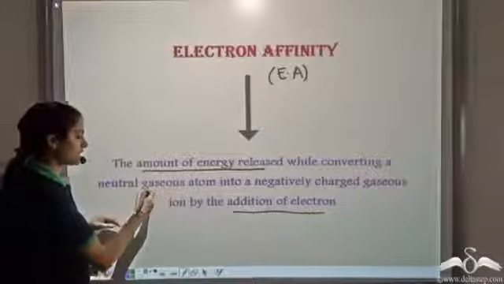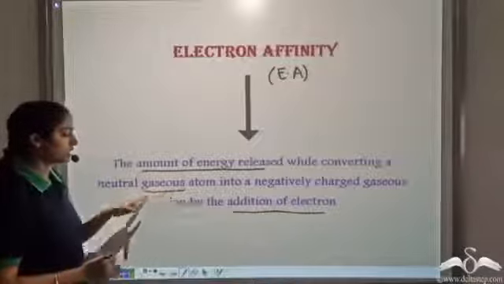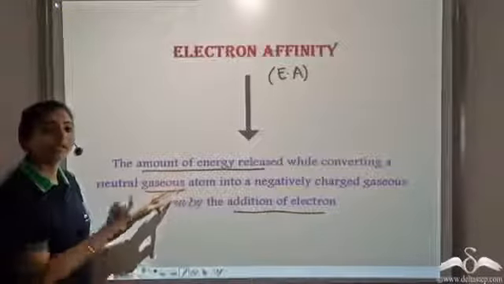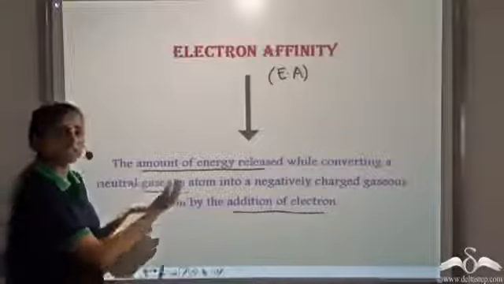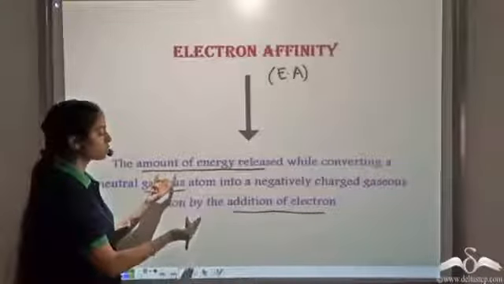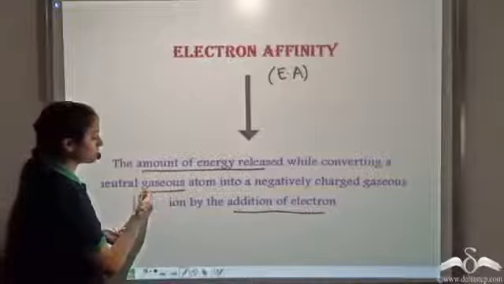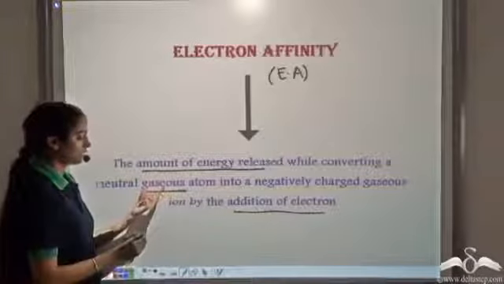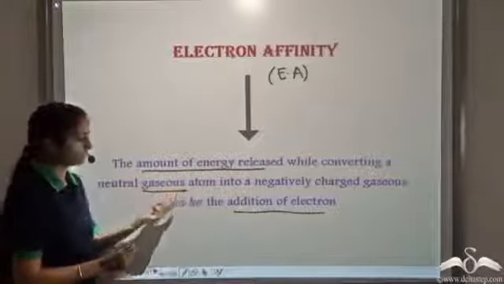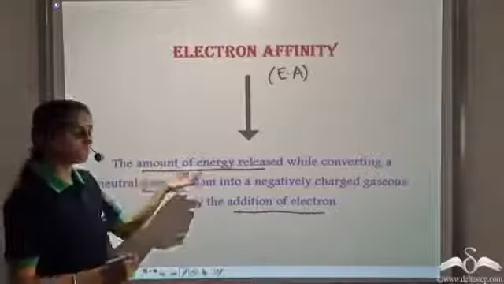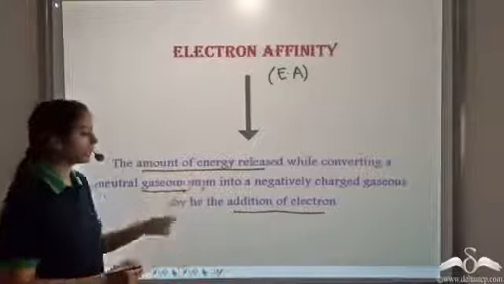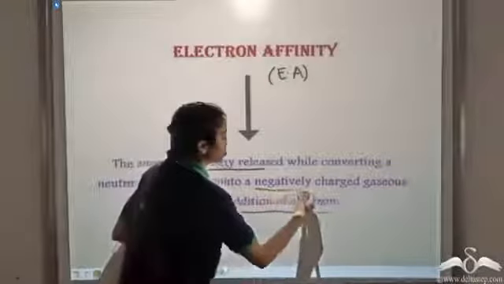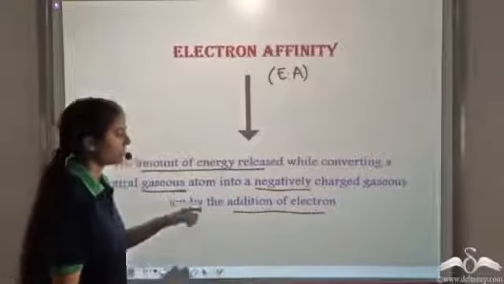We talk of a gaseous atom because by saying gaseous atom, we mean an isolated atom. In liquid or solid state, the atoms are associated with other atoms. So to talk of isolated atoms, we say that we talk of the neutral gaseous atom. So the amount of energy which is released when we add an electron to a neutral gaseous atom converts it into a negatively charged ion.